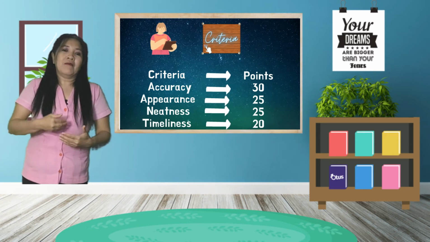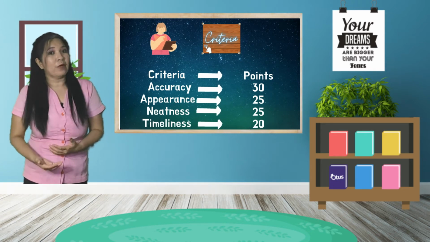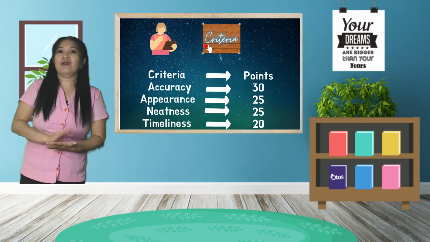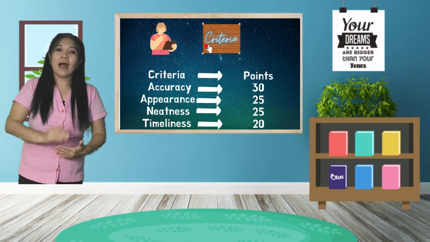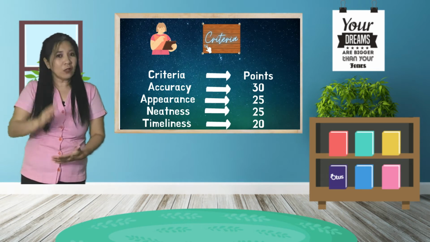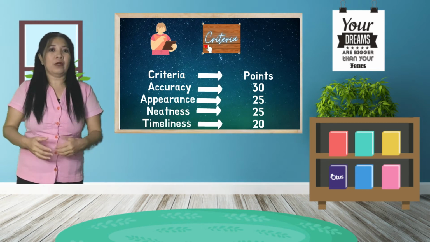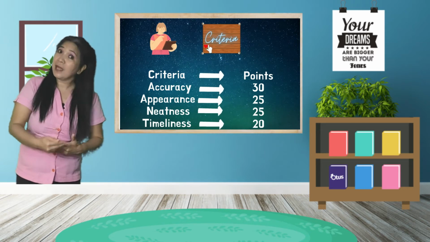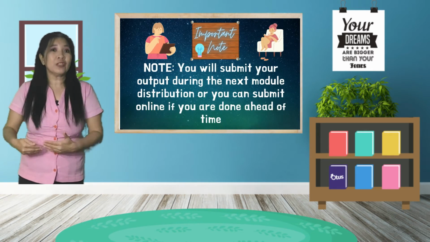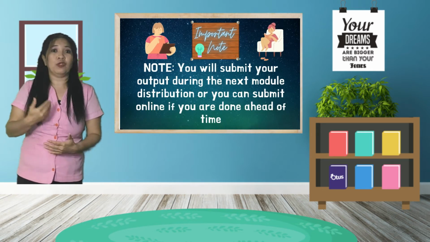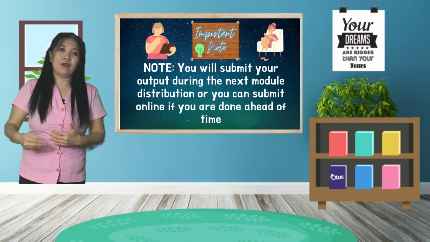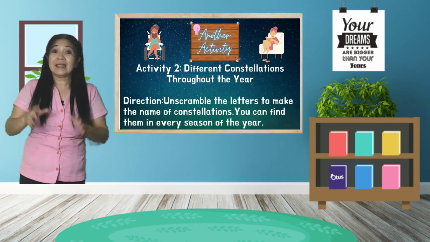For accuracy, I will give you 13 points. For appearance, I will give you 25 points. For the neatness of your drawing is 25 points, while the timeliness in passing your activity is 20 points. So the total of it is 100 points. Now, since you need more time to finish the task, you will submit your output during the next module distribution. Or you can submit it on time, online, if you are done ahead of time. So, is that clear, students?